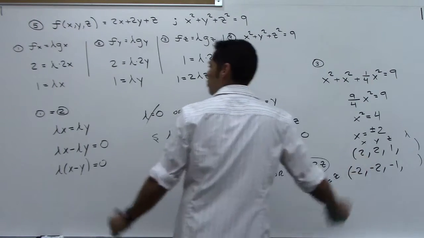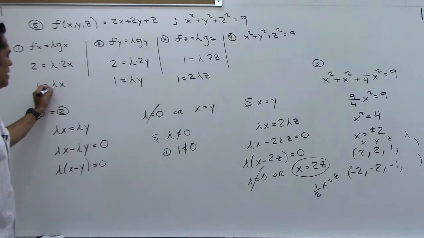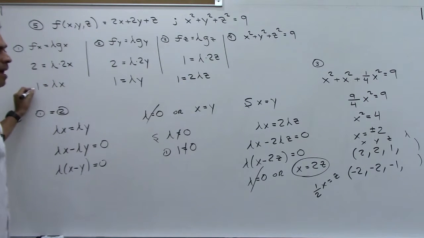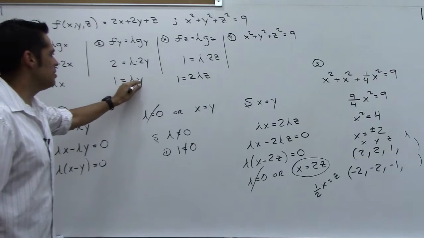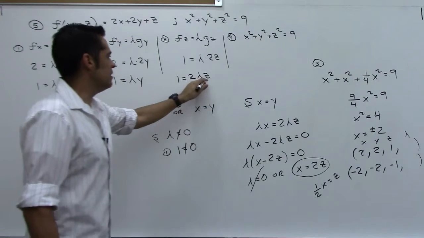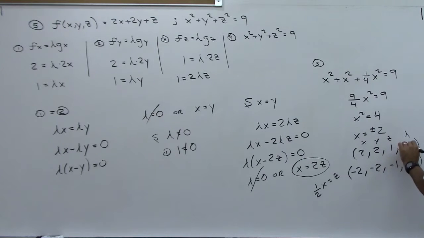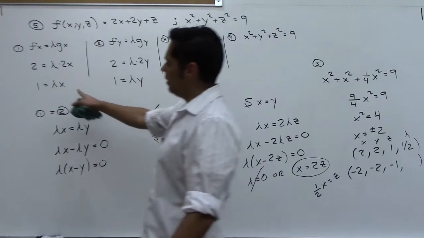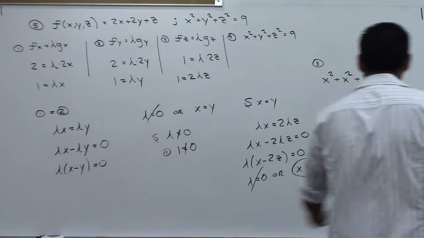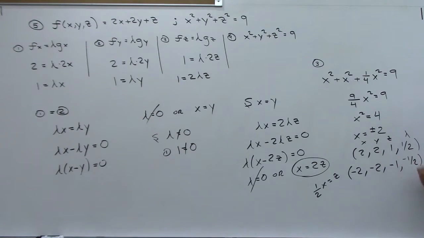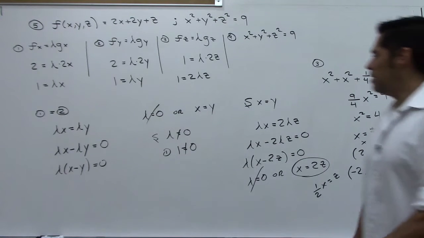If x is 2, you can see that lambda is a half. If y is 2, you can see lambda is a half. And if z is 1, you can see lambda is a half. So you get 1/2 here. And then, of course, if x is -2, the only thing that changes is it's -1/2. So -1/2. All right. Okay, let's go back, make sure we got everything in order here.